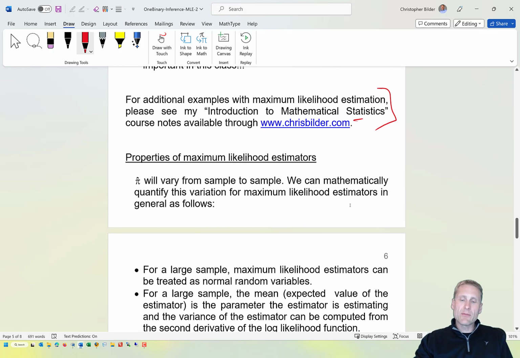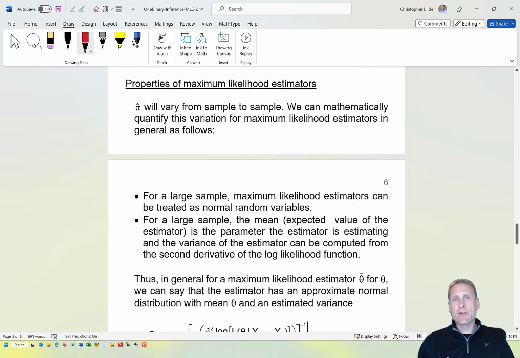Now, maximum likelihood estimators have some very, very nice properties. First of all, think of our maximum likelihood estimator in general, this pi hat, as a random variable, because it's going to vary from one sample to the next. And as a random variable, as you might expect, it's going to have some kind of probability distribution associated with it. How often are we going to have pi hat equal to 0.1? How often pi hat equal to 0.2?